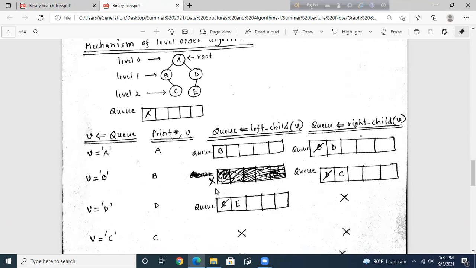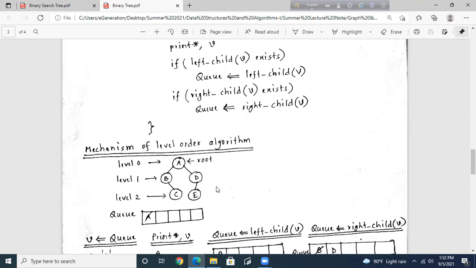If you do not apply the algorithm, you know how to apply the level order algorithm.